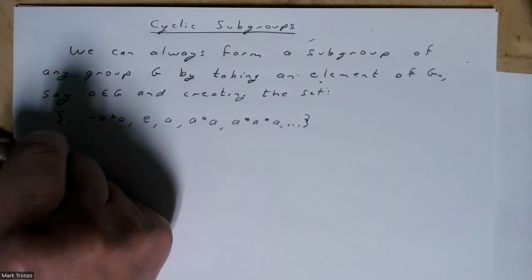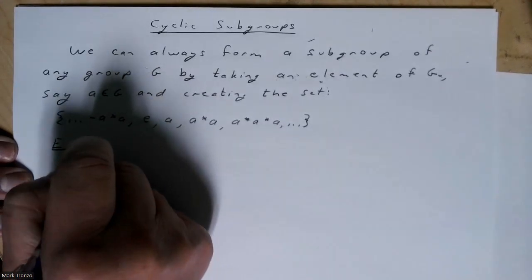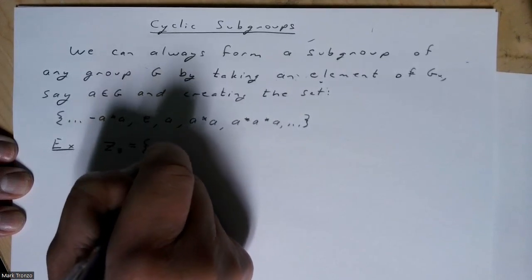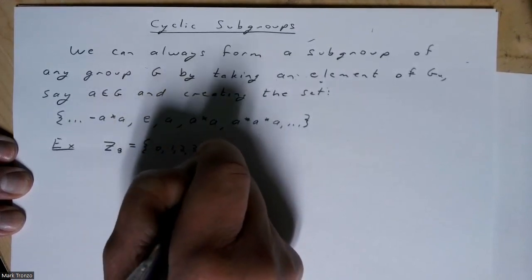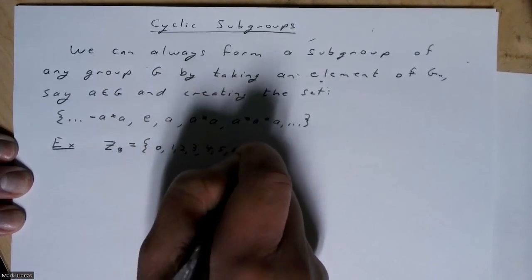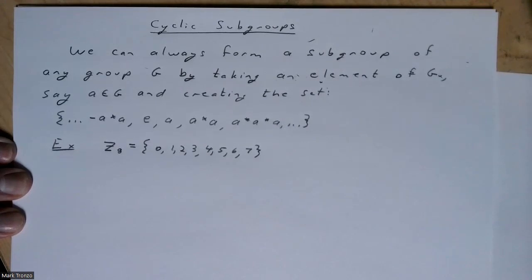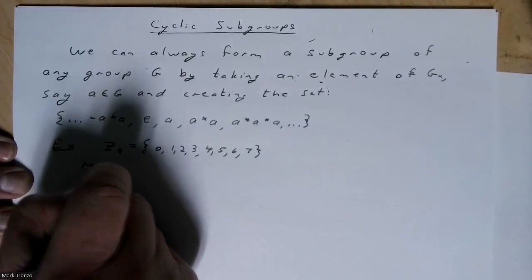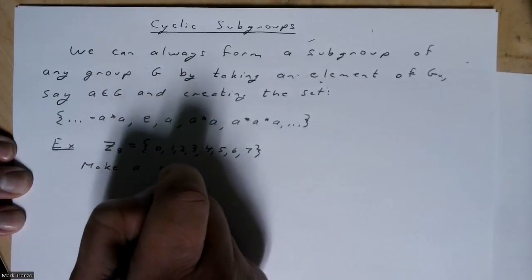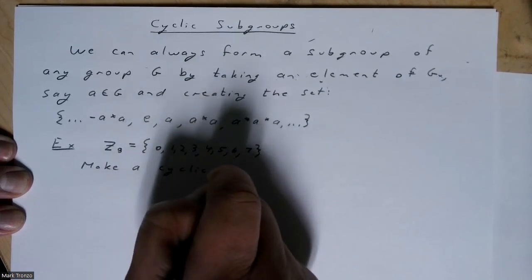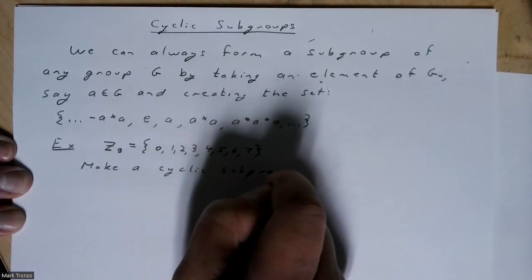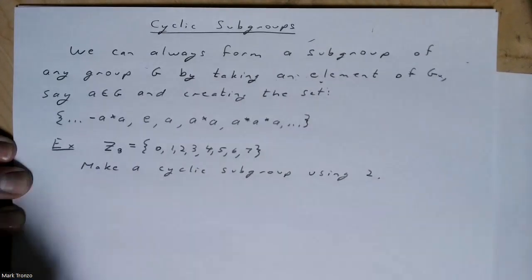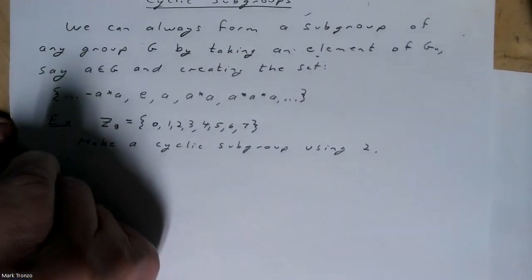And so, for example, let's consider Z8. Remember, that's going to be 0, 1, 2, 3, 4, 5, 6, 7. And let's take an element from here. So make a cyclic subgroup using, say, 2. So let's take a look at that.